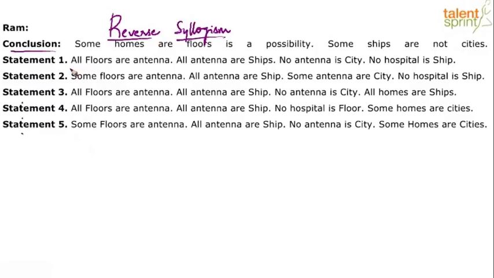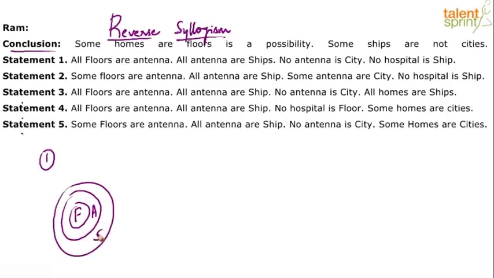Let's look at the first option, which has the statements: all floors are antenna, all antenna are ships, no antenna is a city, and no hospital is a ship.